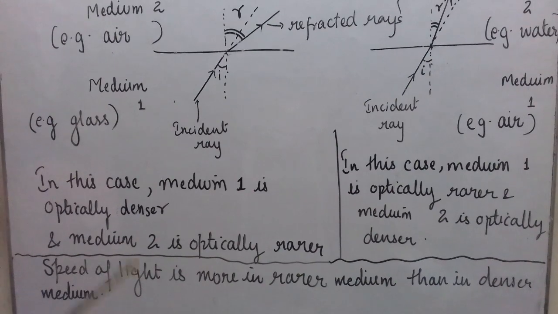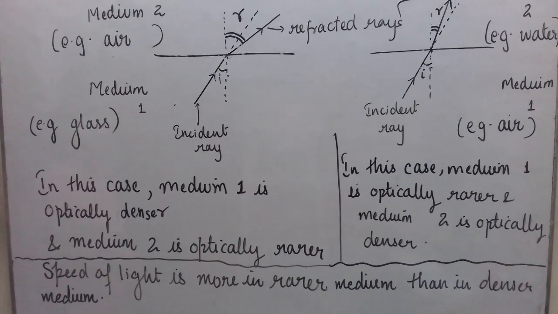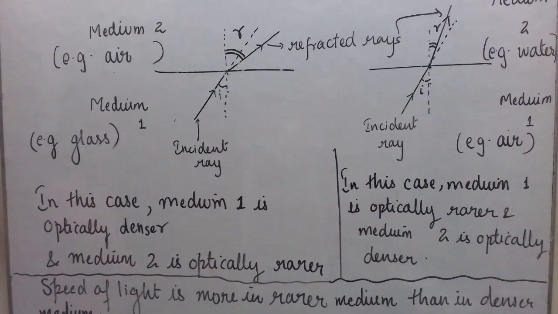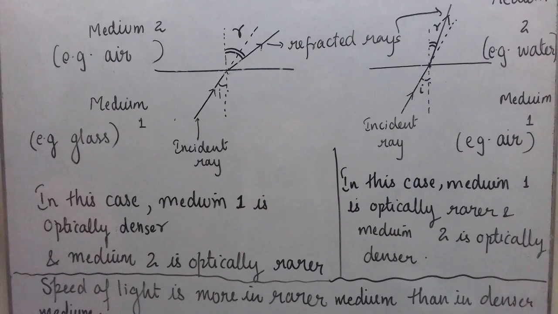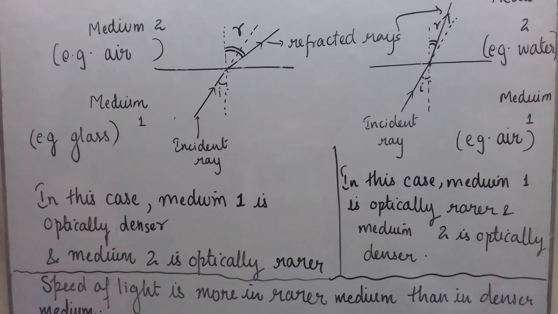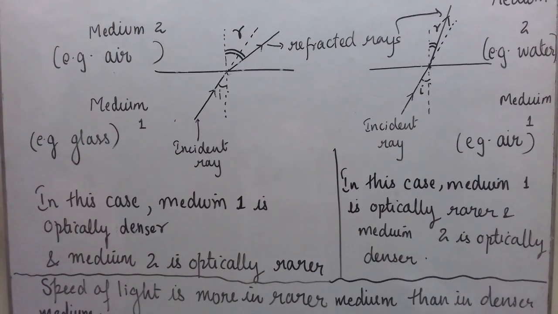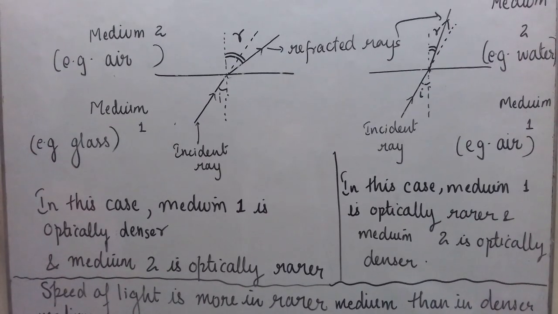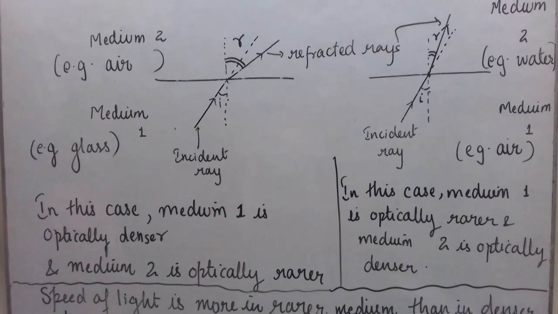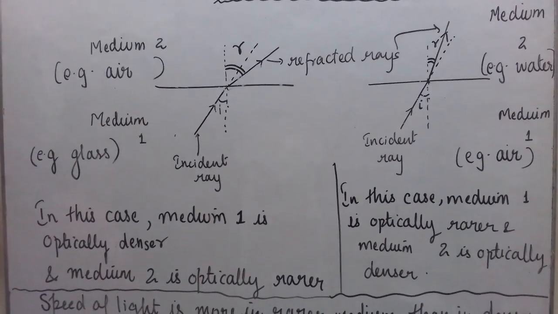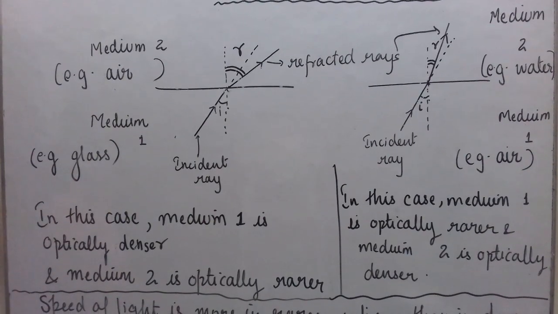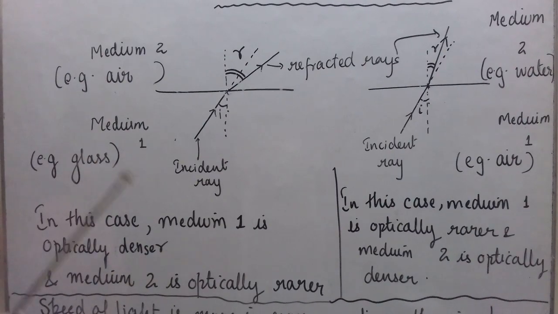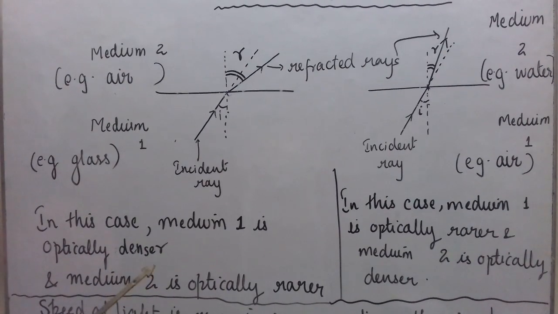See, when we consider vacuum with any other medium, we know vacuum is always optically rarer because the speed of light is maximum in vacuum and lesser in other media. But whenever we consider air and any other media, excluding vacuum, then air will be optically rarer and all other media will be optically denser. But if we consider any medium other than air or vacuum and compare it with some other medium, then no medium is absolutely optically rarer or optically denser.